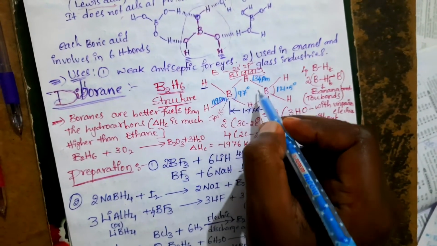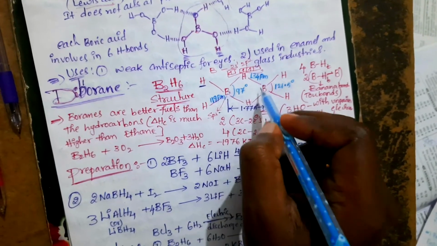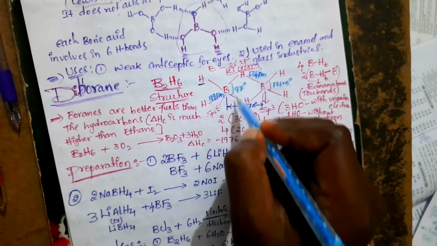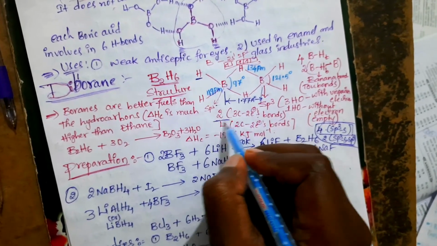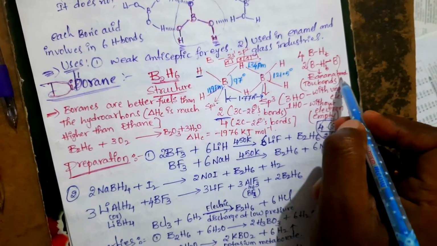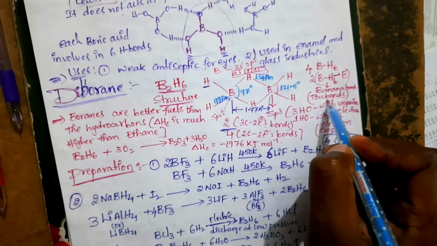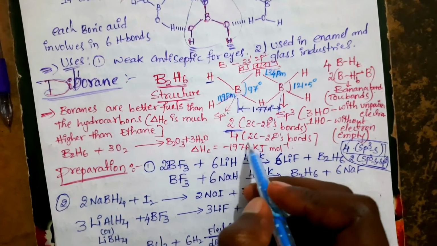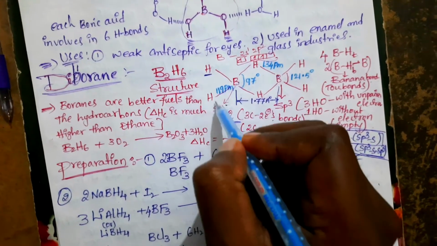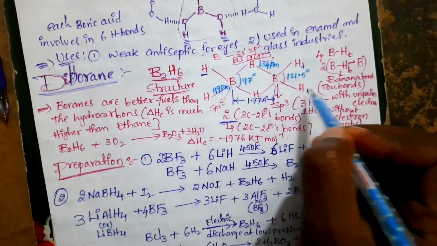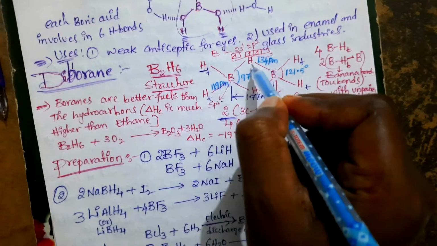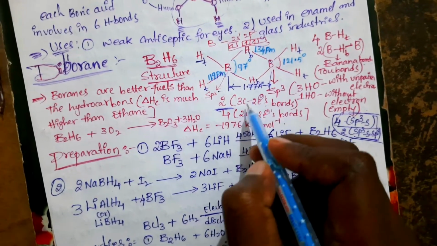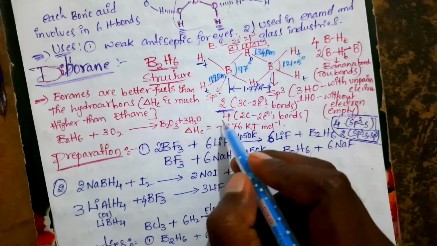So these bonds are called three-centered, two-electron bonds: in between the three atoms, two electrons are shared. These are also called banana bonds or tau bonds. These are the terminal hydrogens, and these hydrogens are called bridged hydrogens. How many bridged hydrogens are here? 2. Terminal hydrogens are 4.